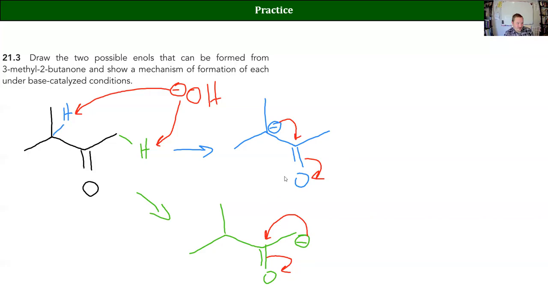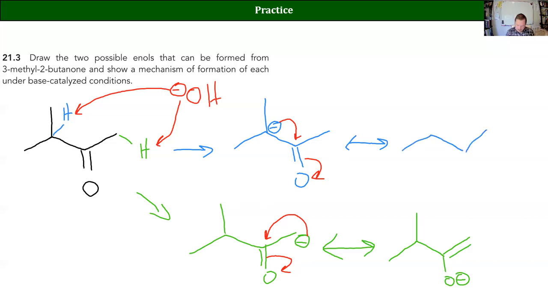All right, so we wind up with a resonance structure that looks like this for the green one. For the blue molecule, we get an intermediate that looks like that. And then the second step for both of them is just adding another proton. It's just protonating.